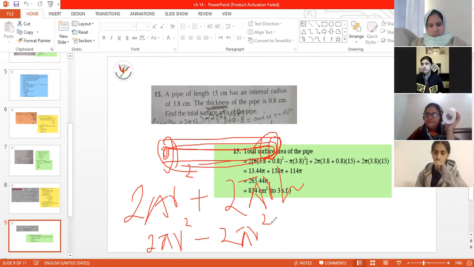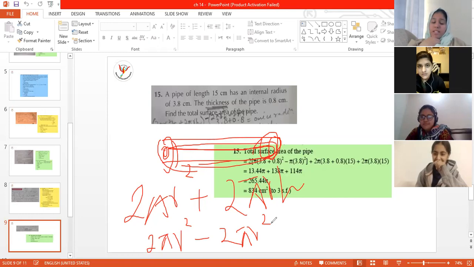Yes, Aina. Ma'am, shouldn't it be minus 0.8 square? No, it's 3.8 because we have taken the outer one. The major one is the outer one.